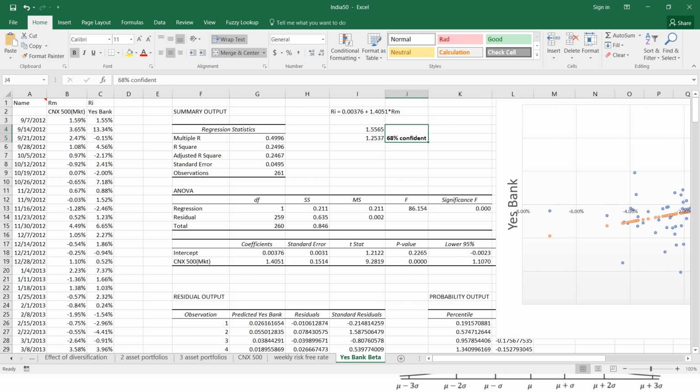Now, in statistics, as you would have done in your statistics course, generally we take a significance level of 5%, or 95% confidence. If you want to be 95% confident, then you are really looking for the mu minus 2 sigma to mu plus 2 sigma range. So what you're really looking for is this. This is mu minus 2 sigma.